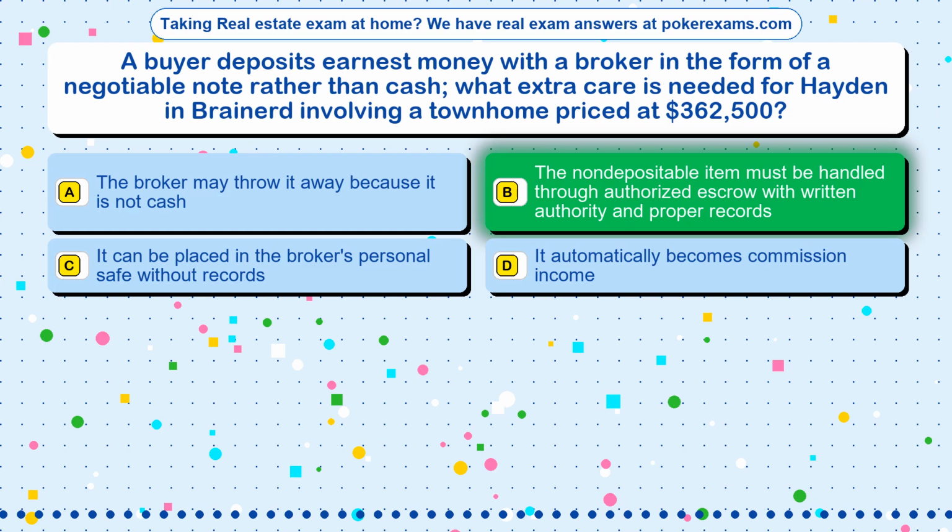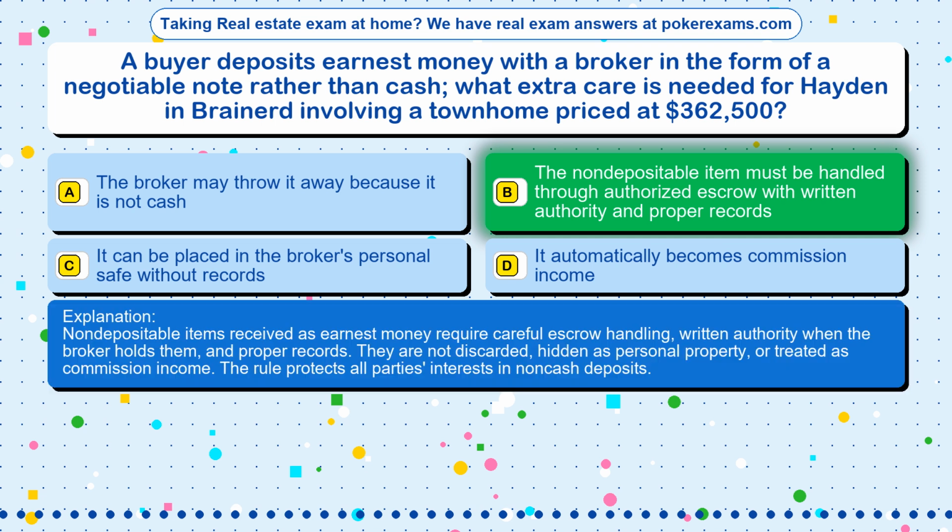The correct answer is option B. The non-depositable item must be handled through authorized escrow with written authority and proper records. Non-depositable items received as earnest money require careful escrow handling, written authority when the broker holds them, and proper records. They are not discarded, hidden as personal property, or treated as commission income. The rule protects all parties' interests in non-cash deposits.